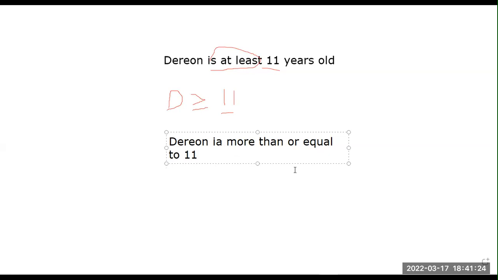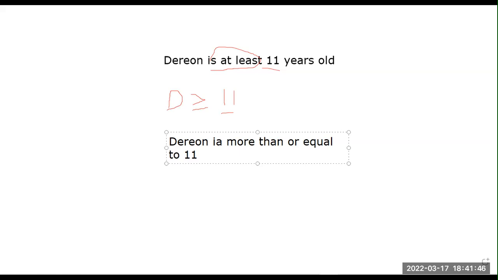So before I move forward to the other example, let me make sure you understand this. Why did I write this statement? Both statements are equivalent. It means the smallest age Darian can be is 11 years. So you can be 11, 12, 13, 14, and so on. We're doing that to understand it.